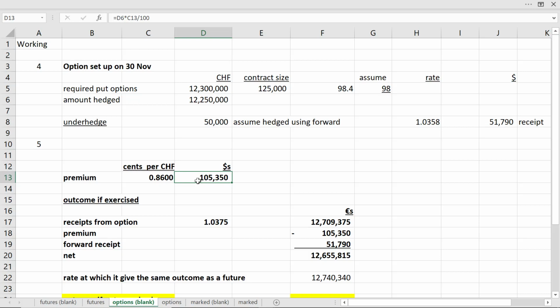So how many Swiss francs are we looking at? Well, that's the amount that I've hedged multiplied by the cents, and if I'm converting into dollars I've got to divide that by 100, and that gives me my 105,350. And then if I exercise, well, all that happens if I exercise is I take the amount hedged, which is the 12,250, and multiply it by the exchange rate to put it into dollars, it should say here.